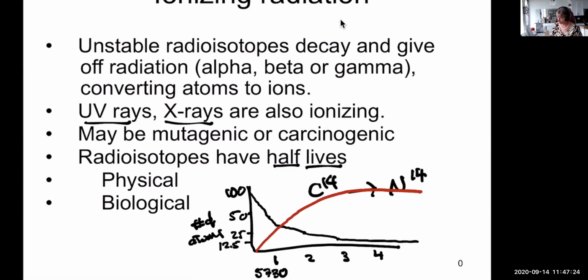Biological half-life is basically the clearance rate of that radioisotope from the body. So it can include the physical half-life, but the major part of that equation is how long it takes for the body to excrete that particular isotope.